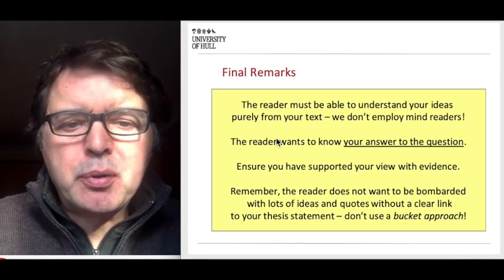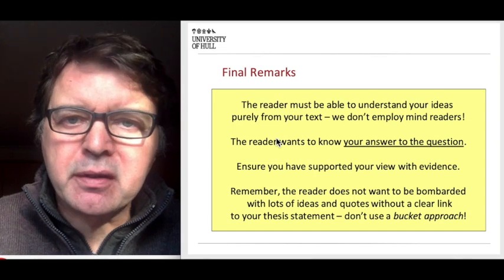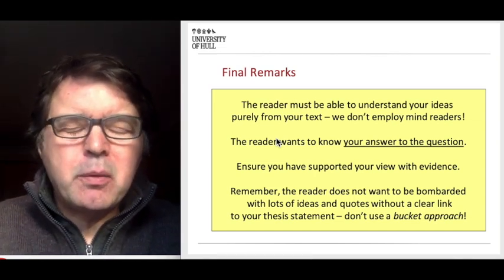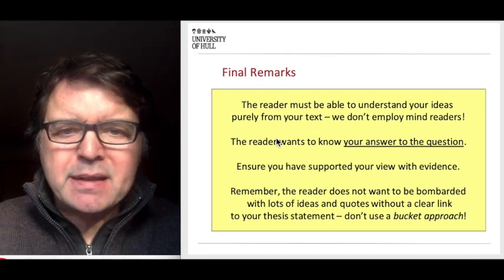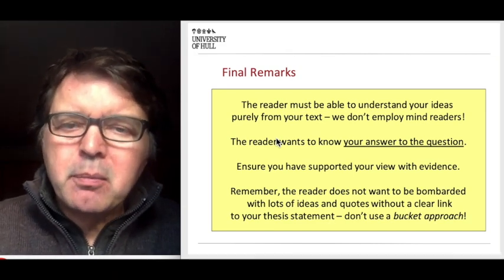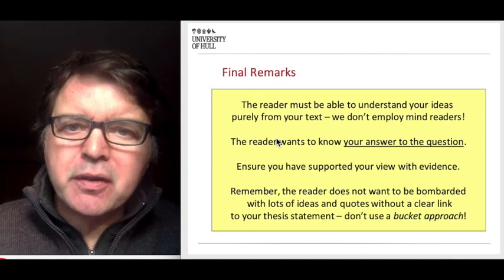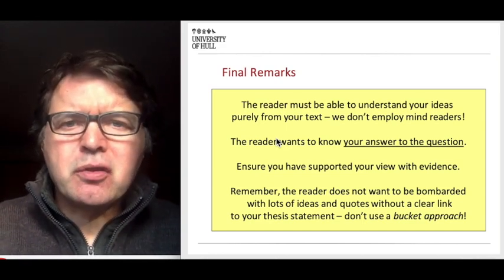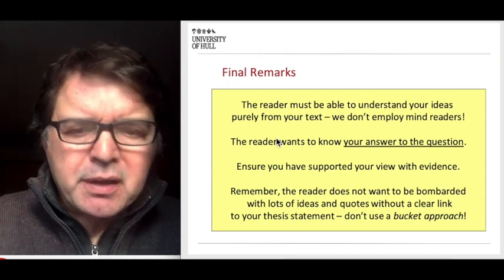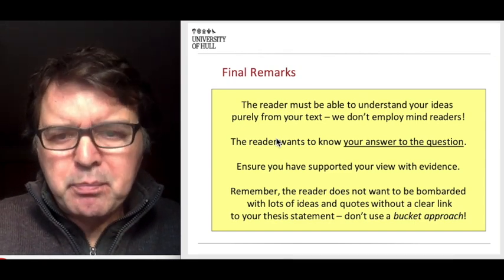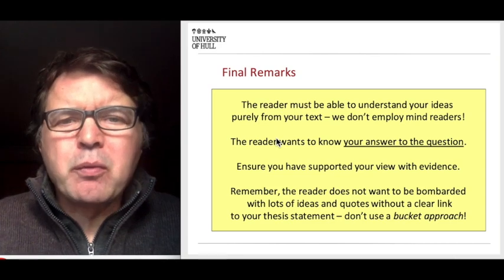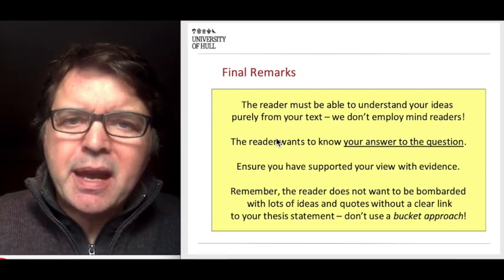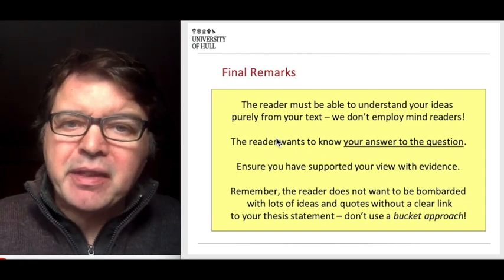Ensure you have supported your view with evidence. Okay. Now, don't panic about that. Like I said before, we're not expecting you to have read everything, but we want you to provide some evidence which supports your view. If you've just read a little bit of a textbook and then you're presenting an argument, that's not really very scholarly. So we do expect some scholarly behaviour, but you don't have to read everything.